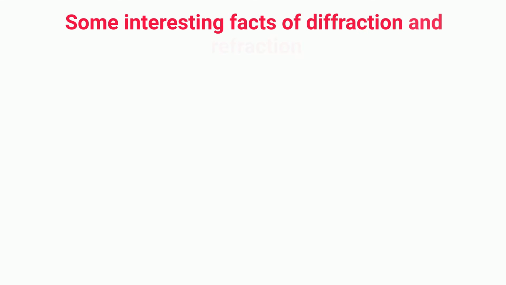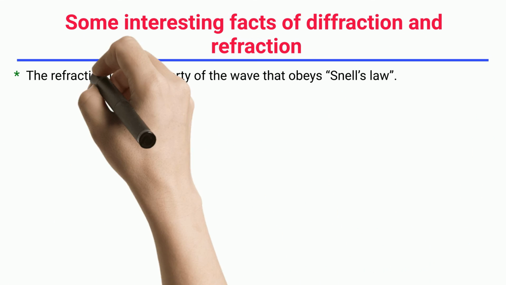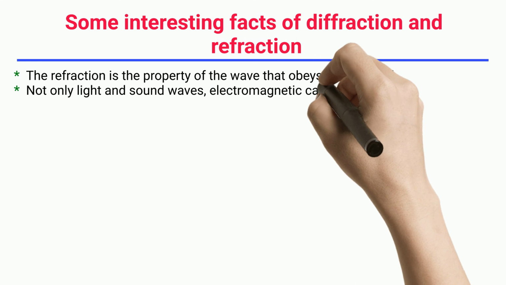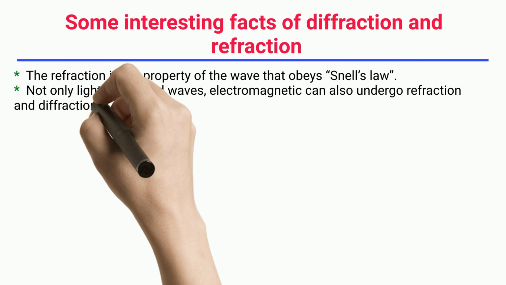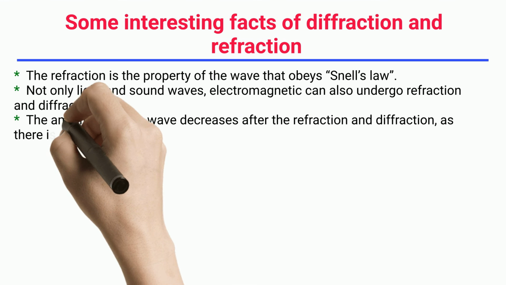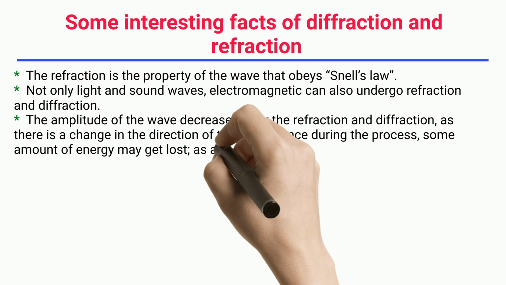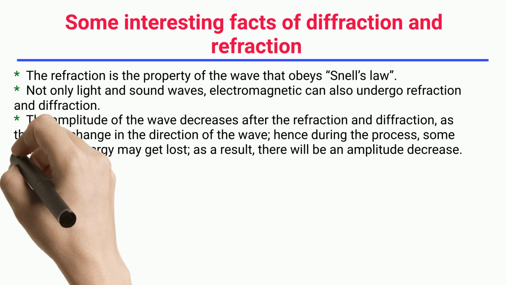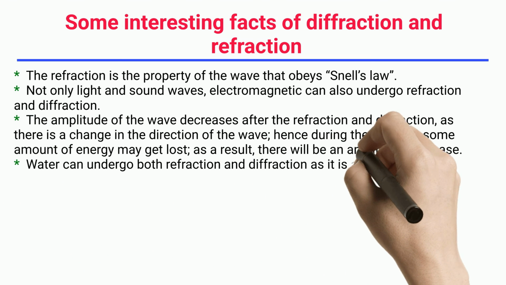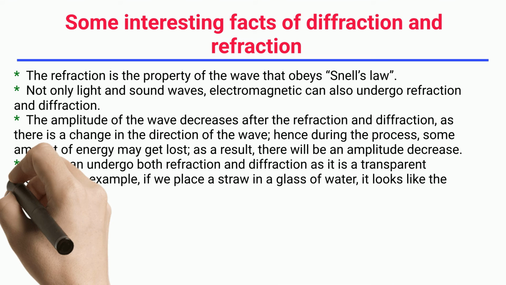Some interesting facts about diffraction and refraction. Refraction is the property of the wave that obeys Snell's law. Not only light and sound waves, electromagnetic waves can also undergo refraction and diffraction. The amplitude of the wave decreases after refraction and diffraction, as there is a change in the direction of the wave. Hence, during the process, some amount of energy may get lost. As a result, there will be an amplitude decrease.